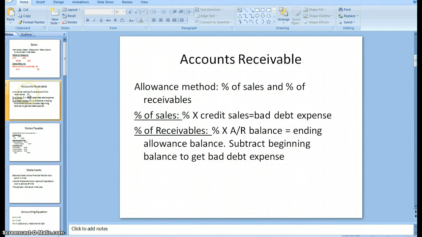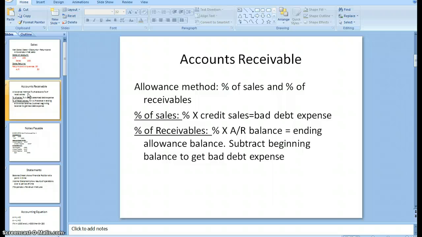All right, next topic is accounts receivable. And there are some questions dealing with the allowance method for accounts receivable, the allowance for doubtful accounts, the bad debt expense. And remember, we offer accounts receivable, we offer credit so that we get more customers, more sales. But not all of them are going to be collectible. Some people will default. We don't know who they are, so we have to estimate the amount of the default, and that's called bad debt expense.